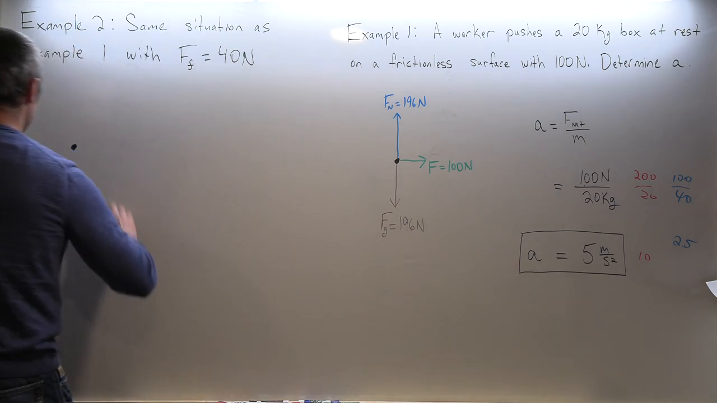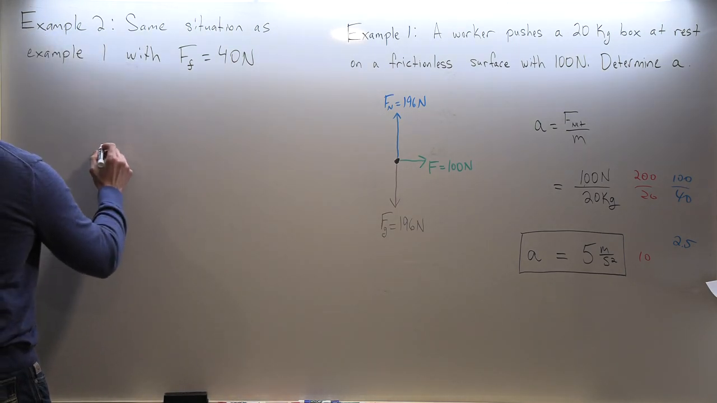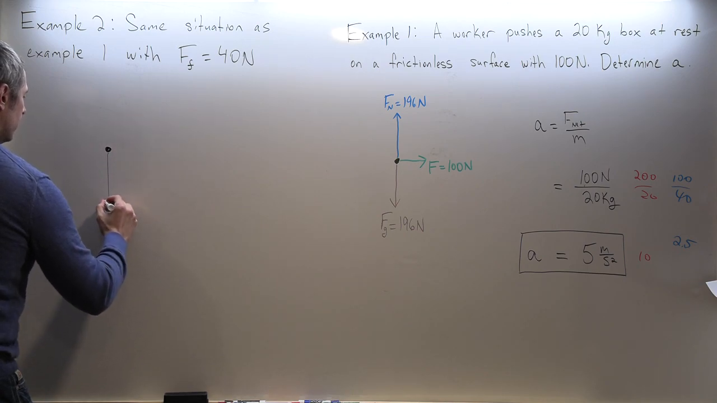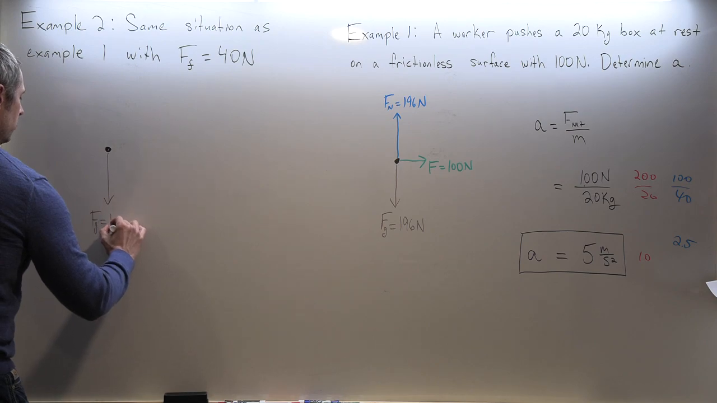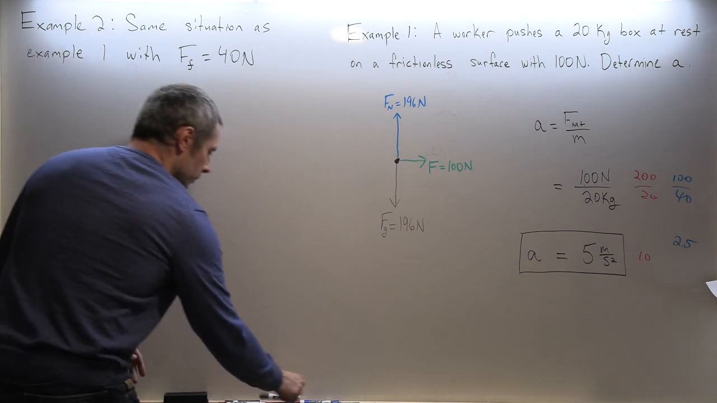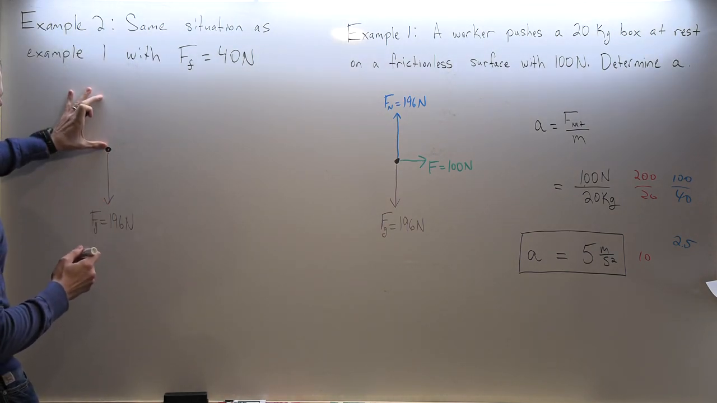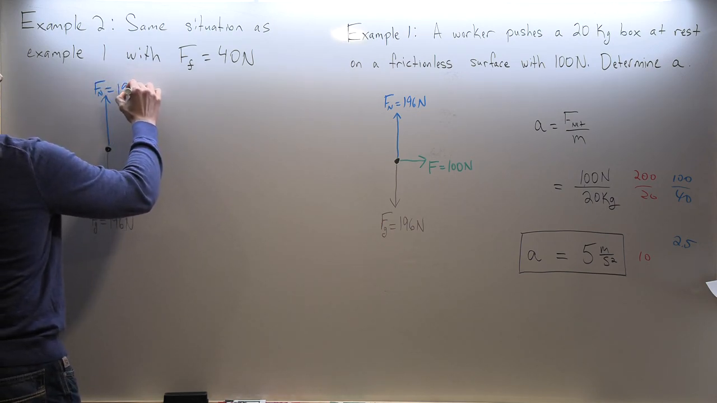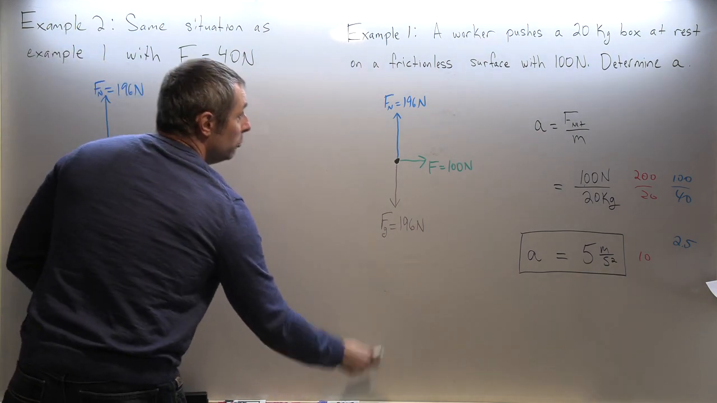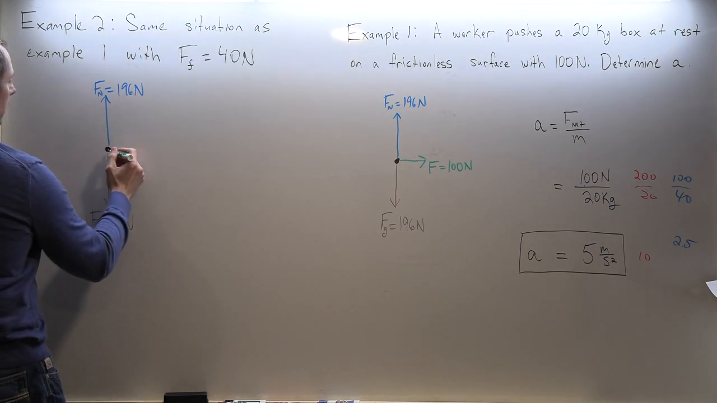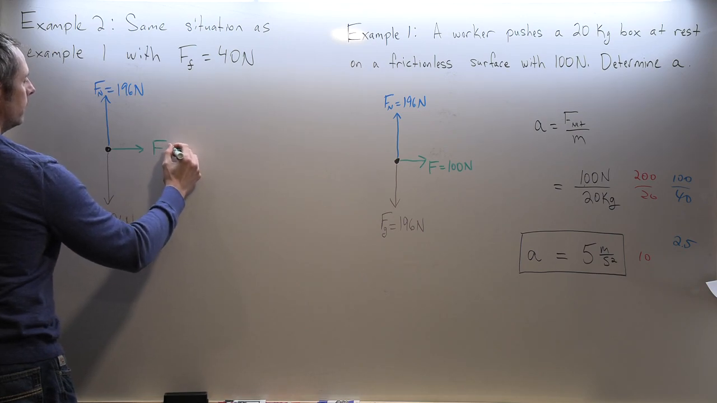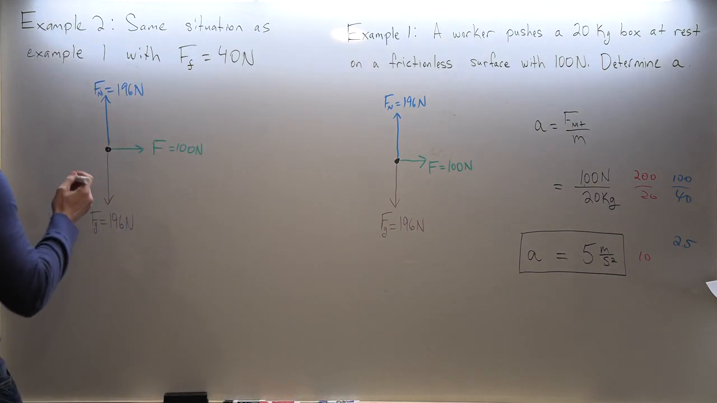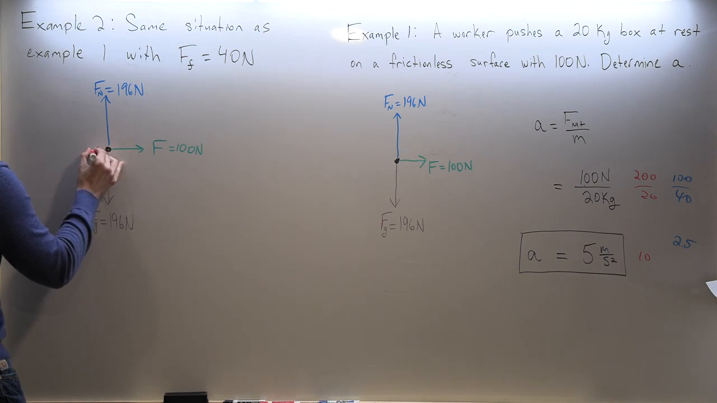Maybe I'll move this over a little bit. Need a little bit more room. There's the box. We've got force of gravity. Again, 196, 20 times 9.8. We still have a normal force, same size, so I'll draw that arrow the same length, upward. And we still have the same worker pulling 100. And then we have friction in the backwards direction, 40, which is shorter than the 100, so I'm going to maybe do it like this.